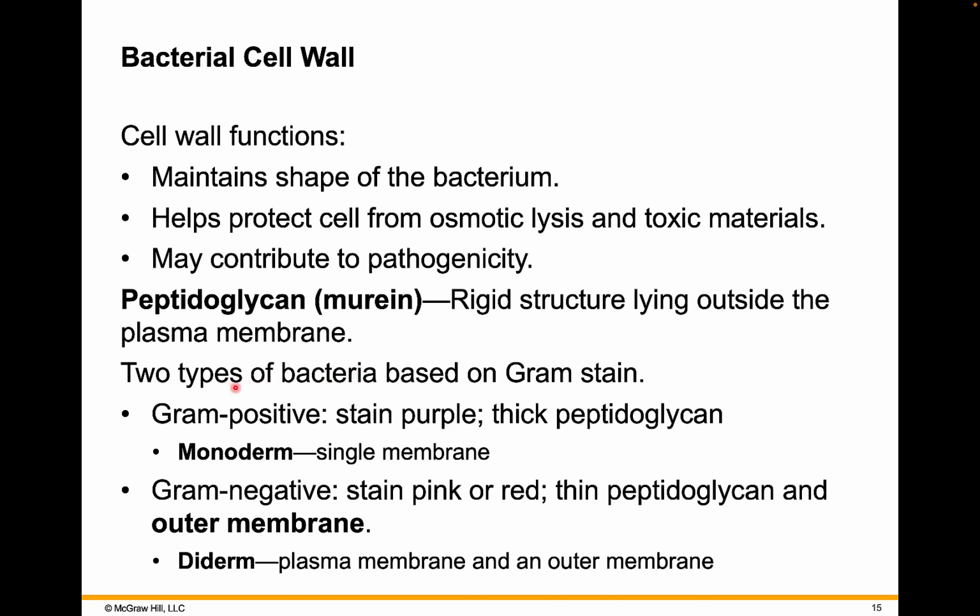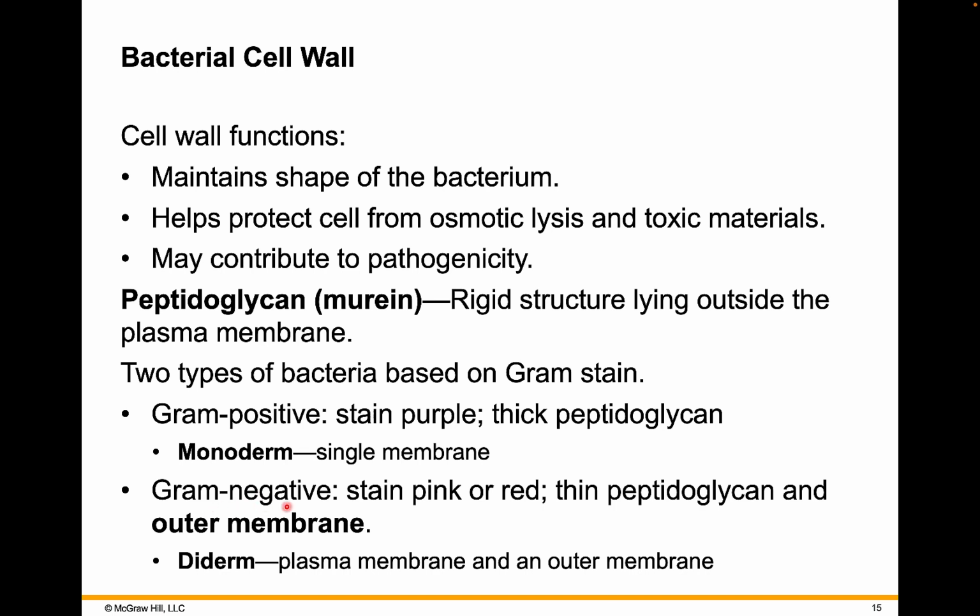There are two types of bacteria based on the Gram stain that we already know. One is Gram positive, which stains purple. This has a thick peptidoglycan layer as a cell wall and contains a single membrane. So you have a plasma membrane, and outside that, you have a thick peptidoglycan layer. We call this a monoderm. These are some of the new terms being introduced instead of Gram positive.